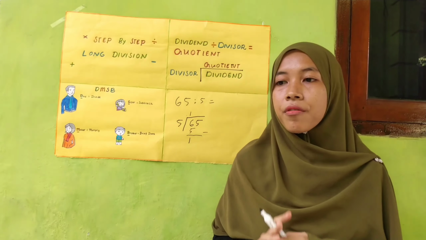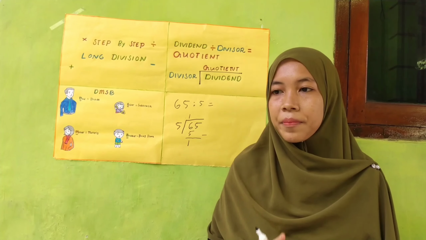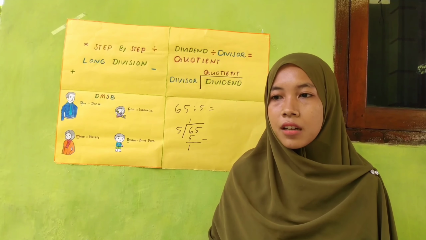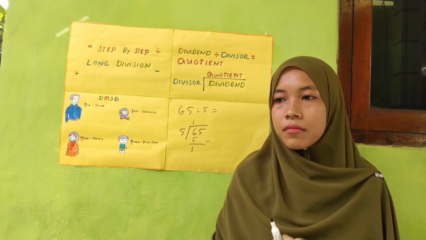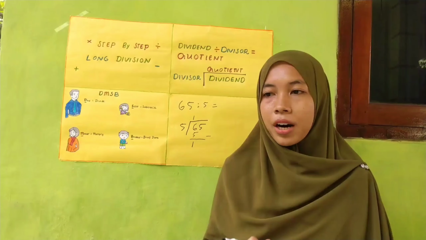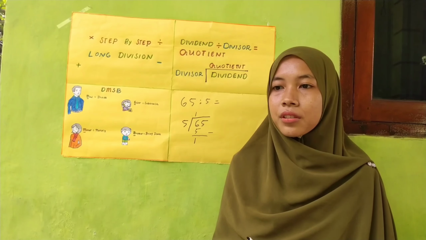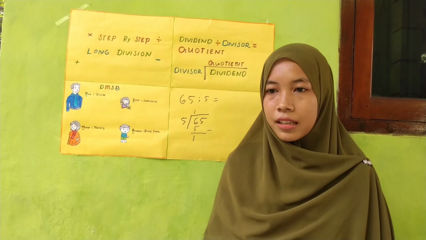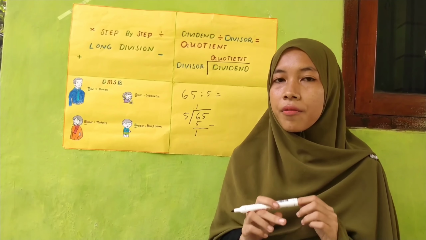Step 4. B for bring down. The last step in this round is to bring down the next number from the dividend, which in this case is 5. Write the 5 next to the 1, making the number 15. Now, you start all over again.